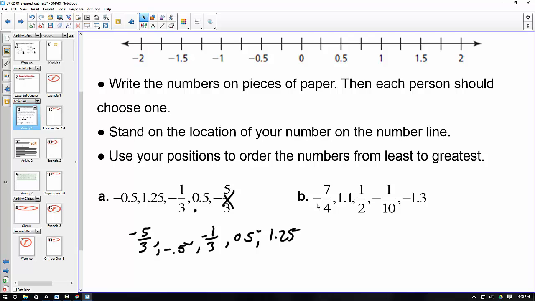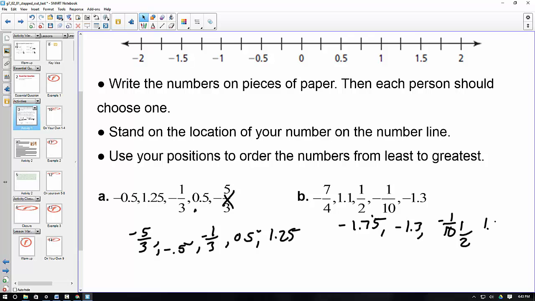I'm now going to look at this one over here and do the same kind of thing. 4 goes into 7 one full time and 3/4, so that's negative 1.75, right? That will be the smallest because it's negative, so negative 1.75. Next one, another negative that I have is negative 1.3. Then I have negative 1/10. Then I have 1/2.